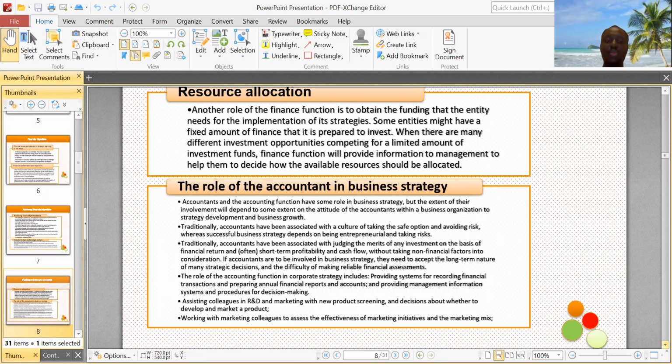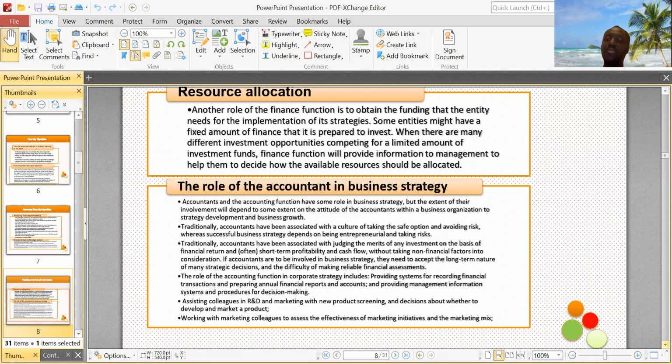If accountants are to be involved in business strategy, they need to accept the long-term nature of many strategic decisions and the difficulty of making reliable financial assessments. So what is the role of the accounting function in corporate strategy? They must provide systems for recording financial transactions and provide management information systems and the procedures for decision making.